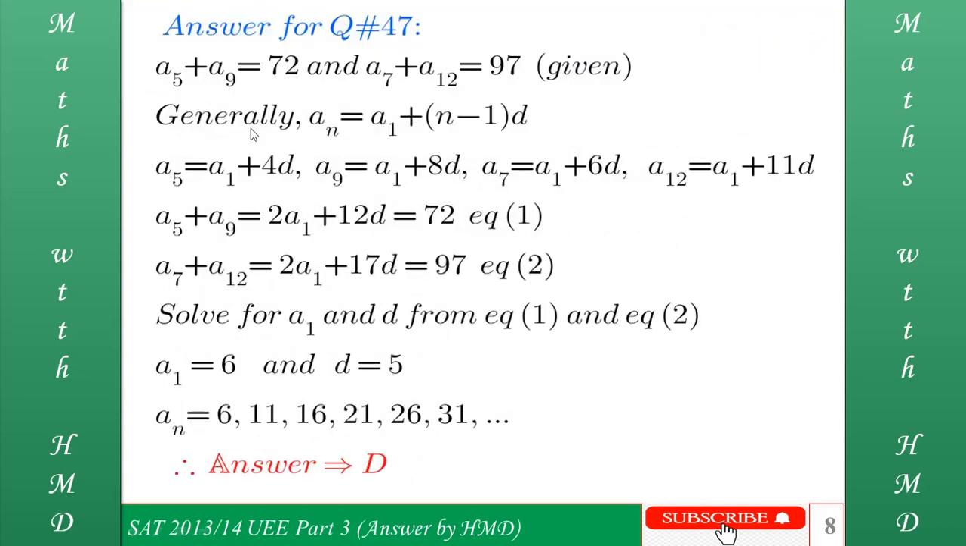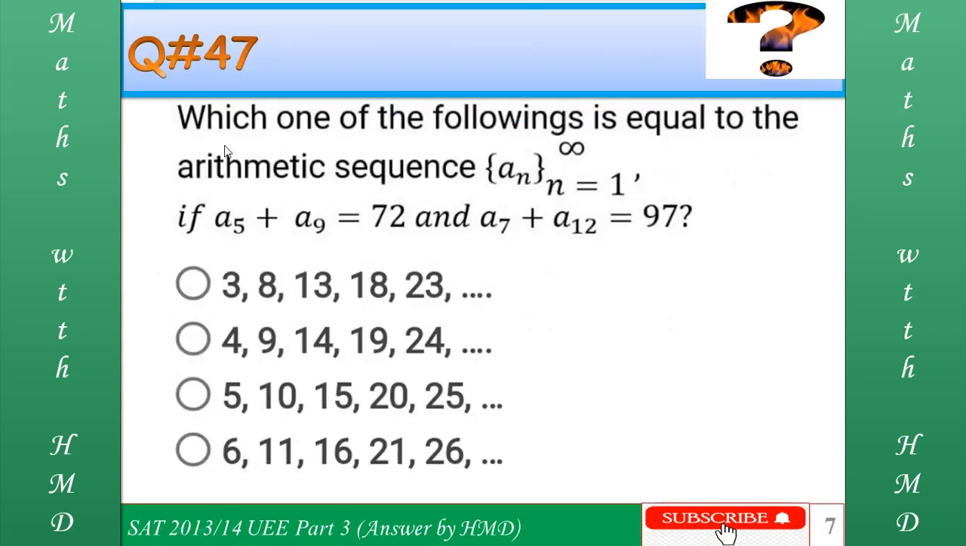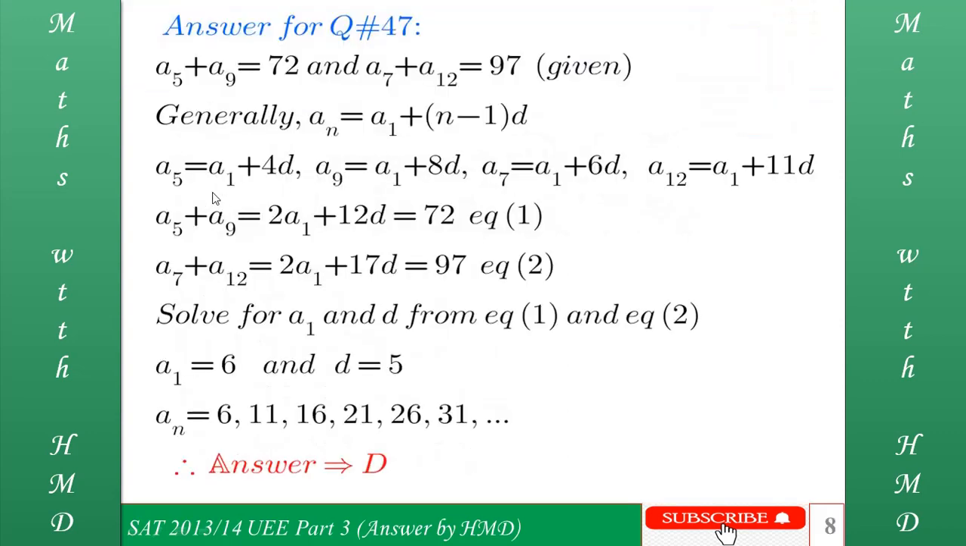So generally, for any arithmetic sequence, An is equal to A1 plus (N minus 1) times D, where An is the general term of the sequence, A1 is the first term of the arithmetic sequence, N is the term number, and D is the common difference, the difference between the consecutive terms of the arithmetic sequence. Actually, the sequence which is given is arithmetic. You can see here it says arithmetic sequence. So generally, the nth term of an arithmetic sequence is given by A1 plus (N minus 1) times D.